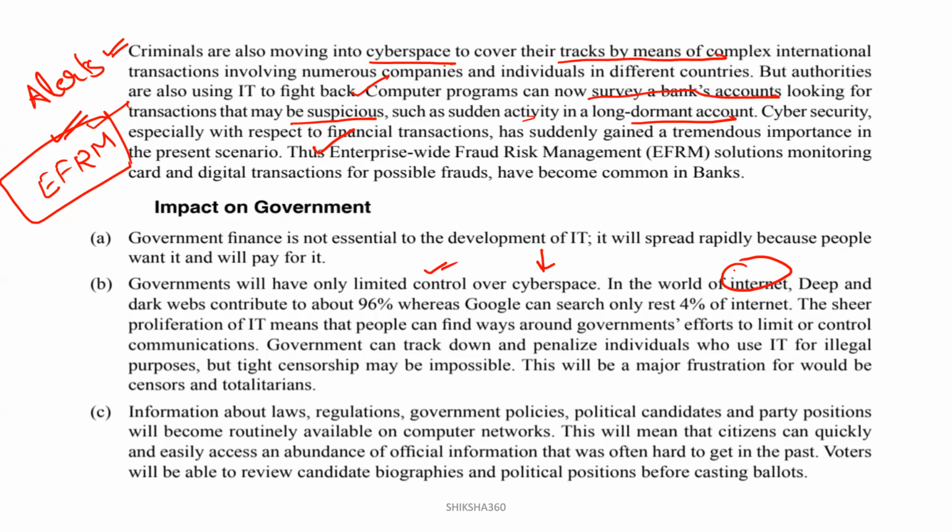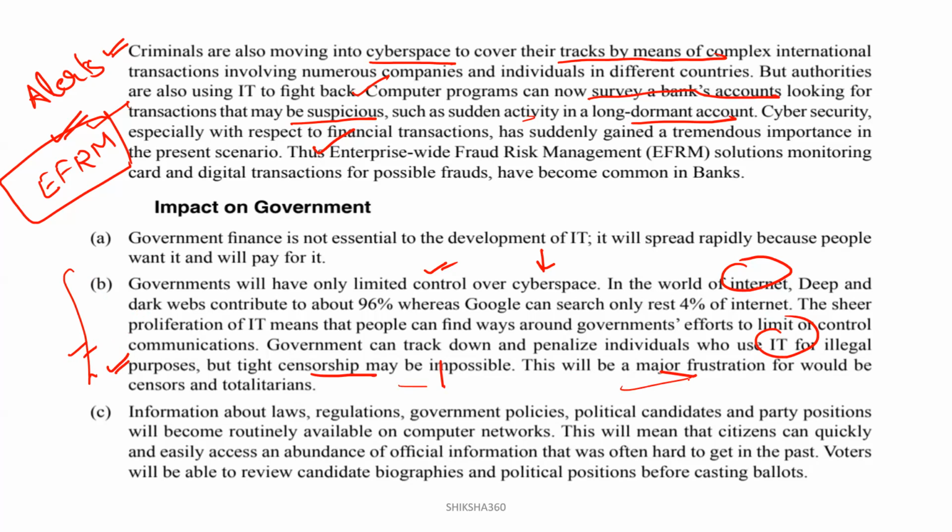The sheer proliferation of information technology means that people can find ways around the government's efforts to limit or control communications. Government can track down and penalize individuals who use information technology for illegal purposes. Presently, information technology is also being used for illegal purposes. But tight censorship may be impossible. So this will be a major frustration for the censors.